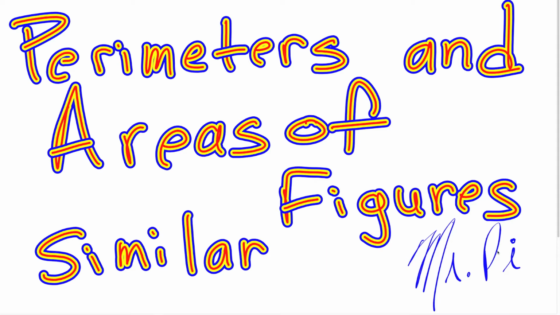I'm Mr. Pi, the math guy, and the key thing is we're not necessarily going to be calculating perimeters and areas of these shapes. We're going to be given one of those, and we're going to be asked to write the similarity ratio or the ratio of the perimeters or the ratios of the areas. And we're going to use that in some problem-solving situations. So let's get this geometry party started.